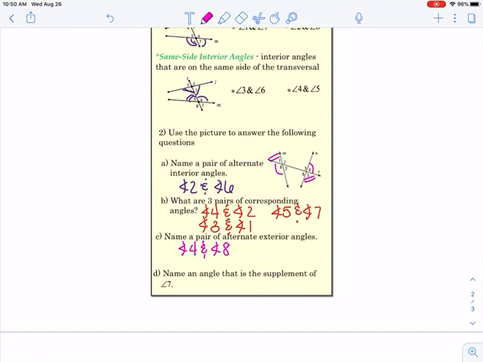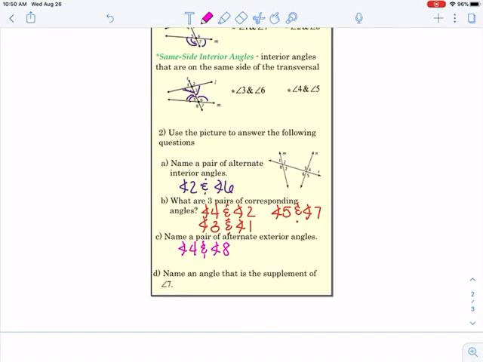Name an angle that is a supplement of angle 7. We did not talk about this yet, but an angle that's going to be a supplement to angle 7. Again, supplement means that it's going to add up to 180. And again, we're not talking about parallel lines here. So if you remember anything about parallel lines from last year, that's not what you're looking for here. So a supplement of 7, you just want it to form a straight line.